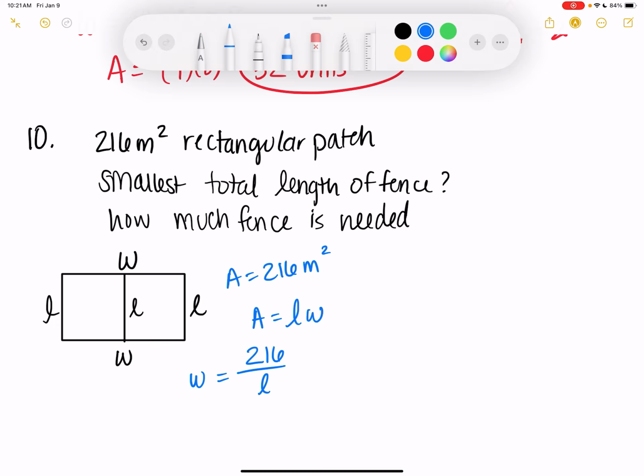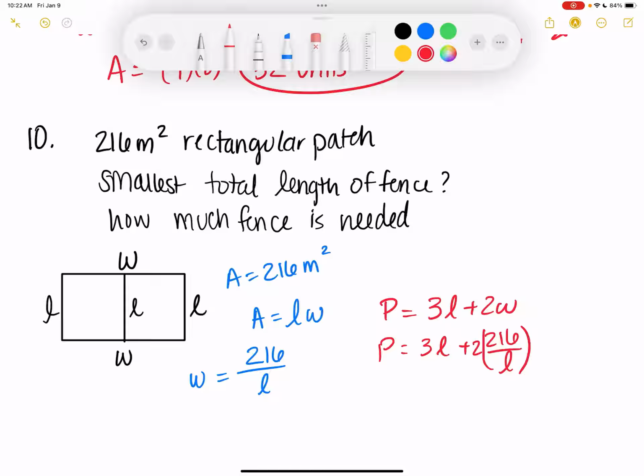Now the total perimeter is obviously the 2L plus 2W like normal, but I also have an additional L in the way that I wrote it. And so we have 3L plus 2W in this situation. And so I'm going to replace W with the 216 over L. So P equals 3L plus 216 over L. Oh, 2 times that actually.